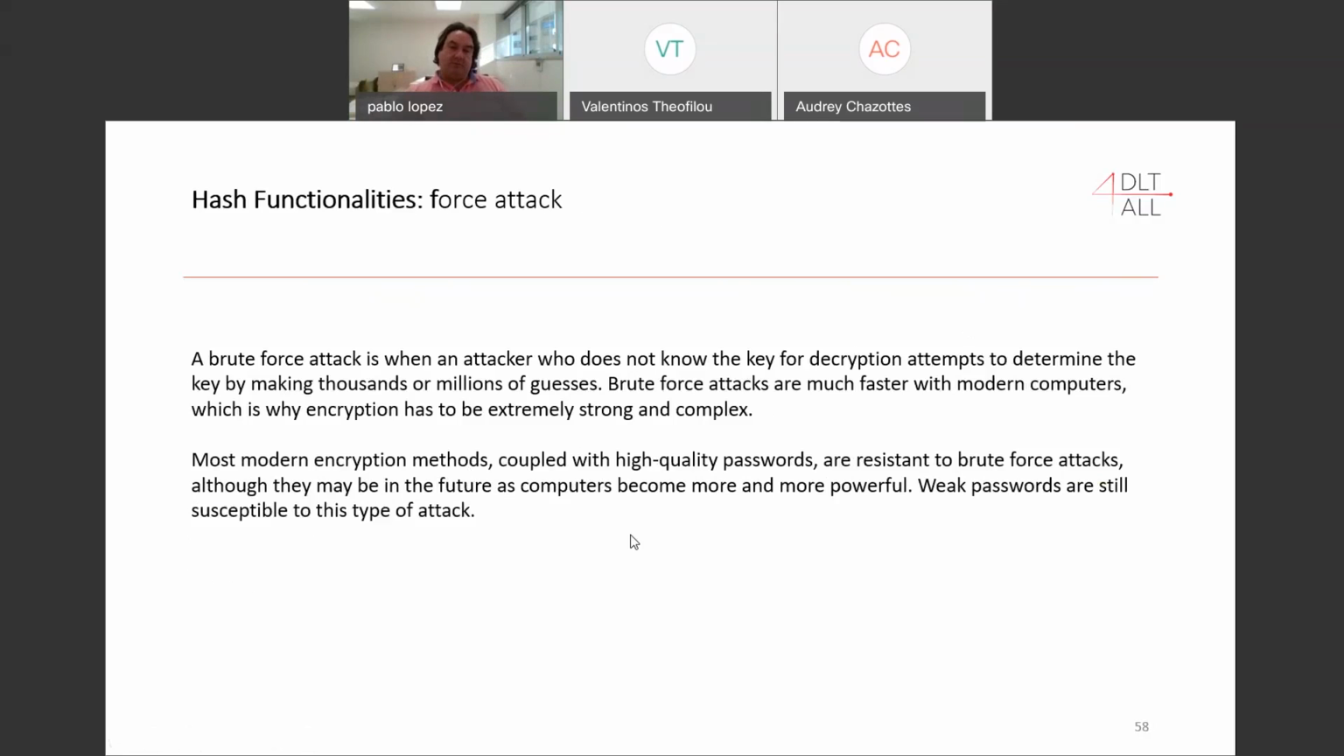Most modern encryption methods, coupled with high-quality passwords, are resistant to brute force attacks, although they may not be in the future as computers become more and more powerful. Weak passwords are still susceptible to this type of attack. That's why the recommendation is always to have a password of more than 8 or 12 characters.